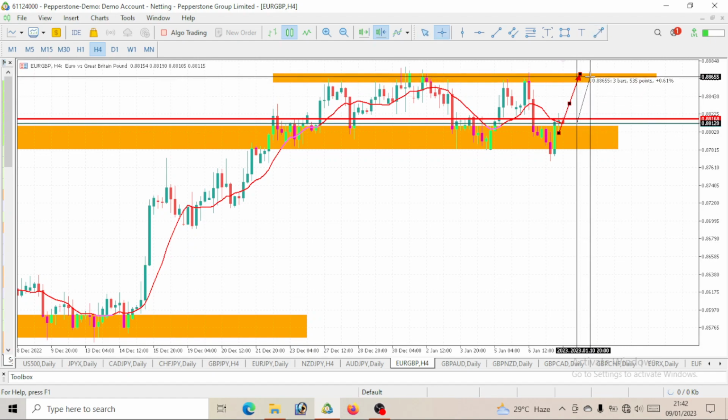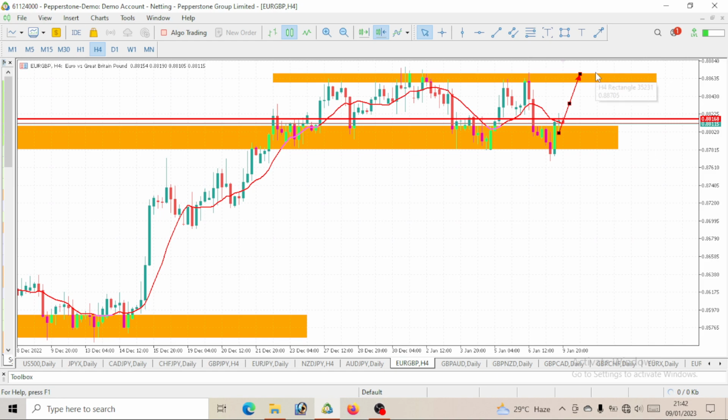That should be giving us about 50 to 60 pips bullish move. So let's watch out for a 50 to 60 pips bullish move for the next day on Euro GBP. So that is what I'll be watching out for, a bullish move for Euro GBP.